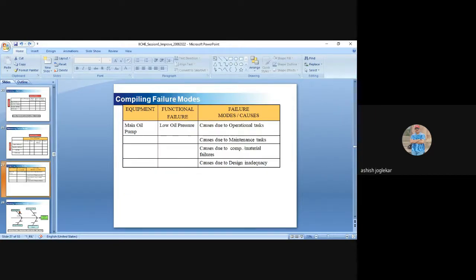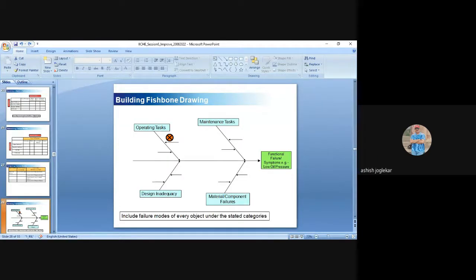Then you can tabulate in this way. Say main oil pump, low oil pressure, cause due to operational task, cause due to maintenance task, due to material failures, or due to design inadequacy. So we then drill down a fishbone diagram saying what are the functional failures: maintenance, operation, and design and material.